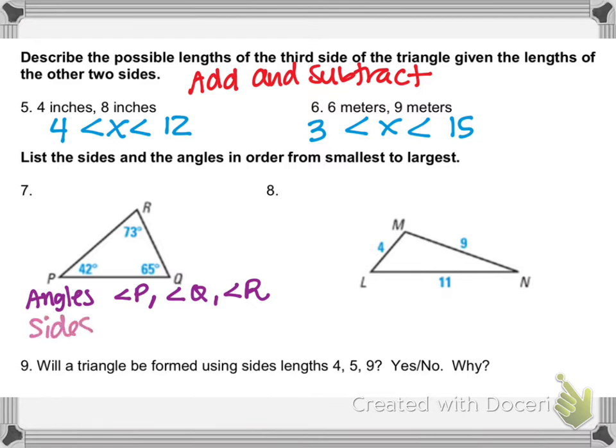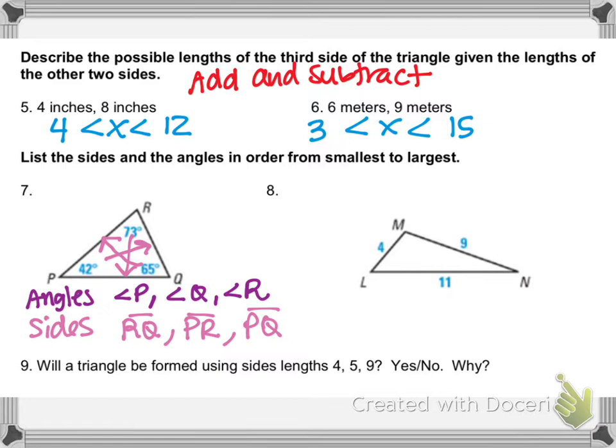Okay, and the sides, if angle P is the smallest angle, the side opposite from that is the smallest side. So RQ would be the smallest side. The next smallest side would be opposite the Q, which would be PR. And then the last one would be opposite the 73, which would be PQ. And you can write those points like if I say PQ, you can say QP. That's okay.